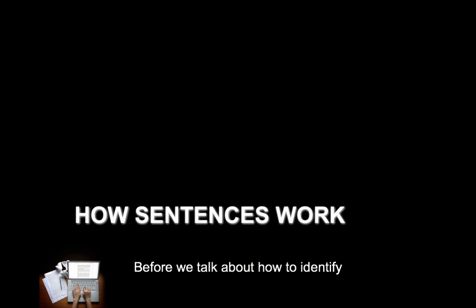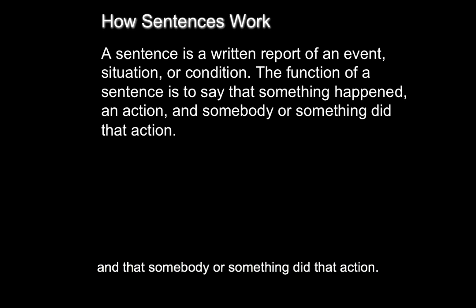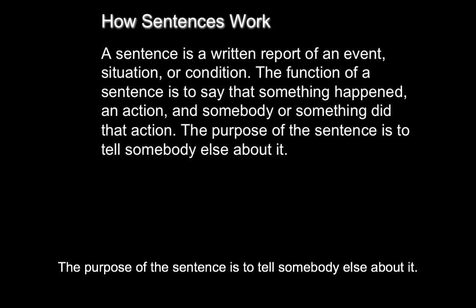Before we talk about how to identify the subject and verb of a sentence, we'll first need to talk about how sentences work, what makes a sentence complete, and the components that make up a sentence. A sentence can be defined as a written report of an event, situation, or condition. Essentially, the function of a sentence is to say that something happened, an action, and that somebody or something did that action. The purpose of the sentence is to tell somebody about it.